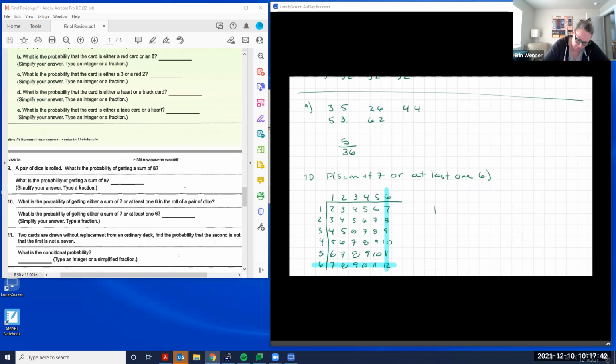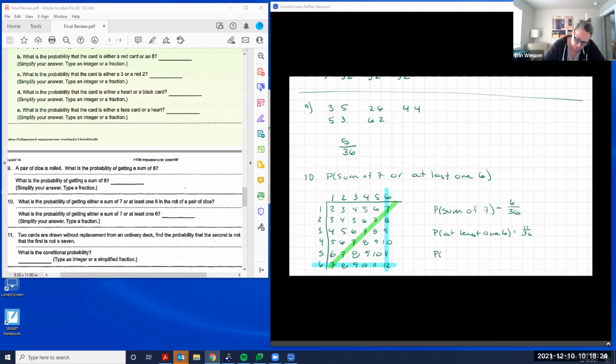So the probability of the sum of 7. A sum of 7 happens along this diagonal here. We can see that there's 1, 2, 3, 4, 5, 6 ways to get a sum of 7 out of 36. The probability of at least one 6. How many numbers does the blue cover? We have 6 vertically, and 6 horizontally, but remember they overlap at 12. So we end up with 11 out of 36.